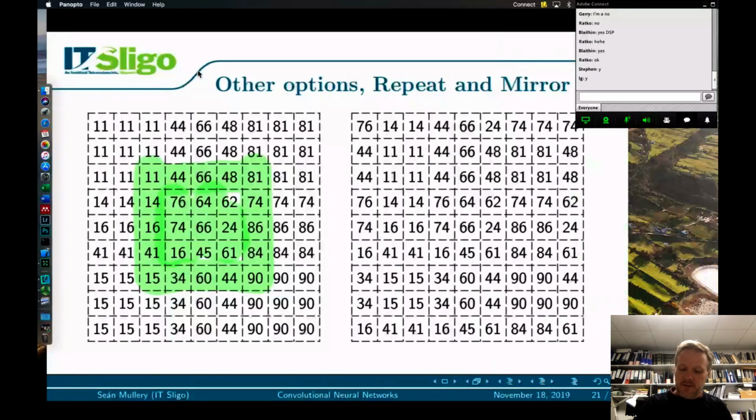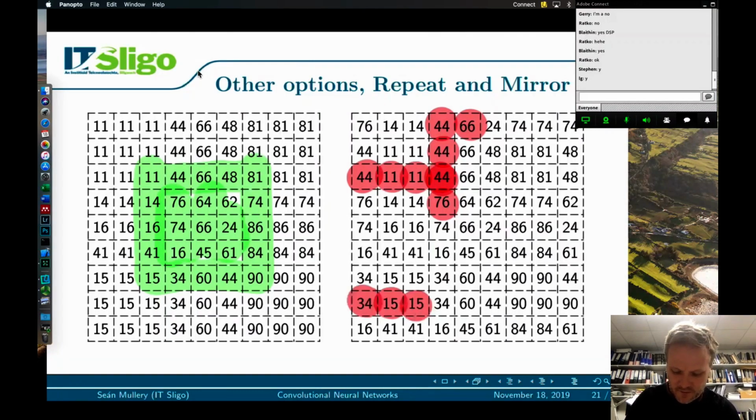The other one is something like mirroring, where we mirror across the image. So we say, okay, mirror that 11 there, and then this 44 should mirror that value in there, same as this 44, same as that 44. I think I've done this wrong. That should be a 76 mirroring that one. I knew I'd make some mistakes somewhere in this. I think I've done that wrong for a few of them there, but I did it correctly down here, 15 for 15, 34 for 34.